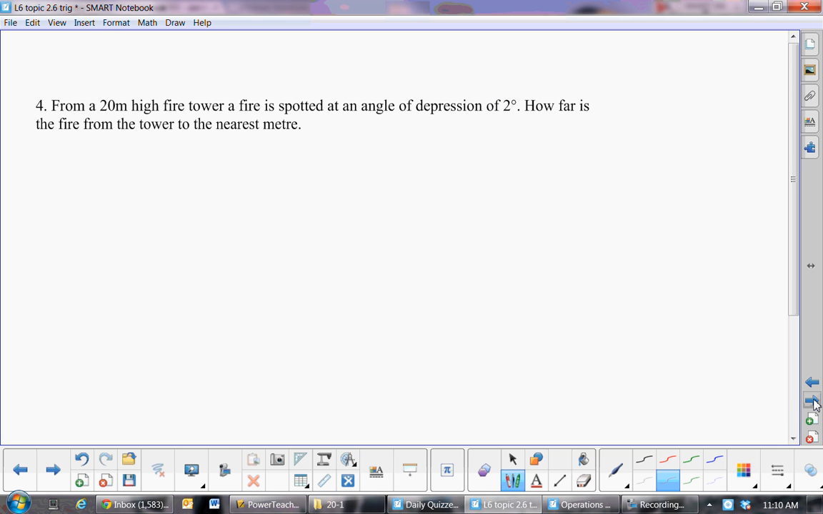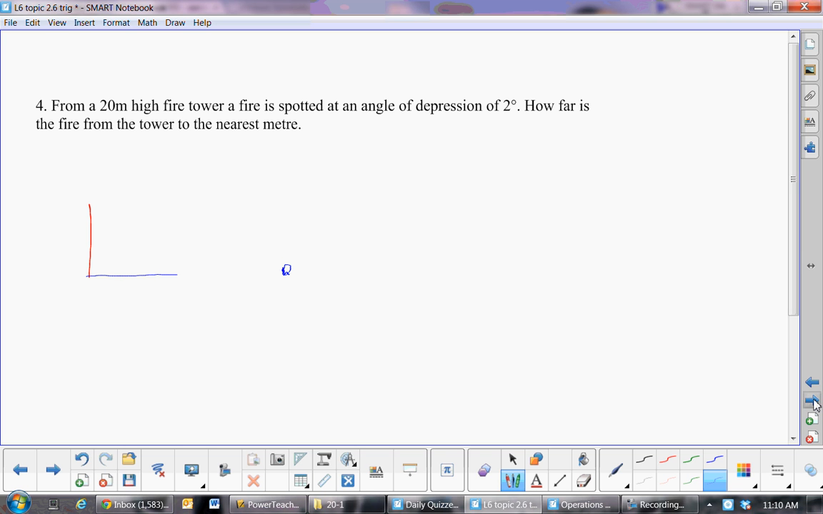Now a 20-meter high fire tower is spotted at an angle of depression of 2 degrees. How far is the fire tower from, or how far is the fire? So if you are a tower, and over here you see a fire, a blue fire. Those are the hot ones. Stay away from those ones.